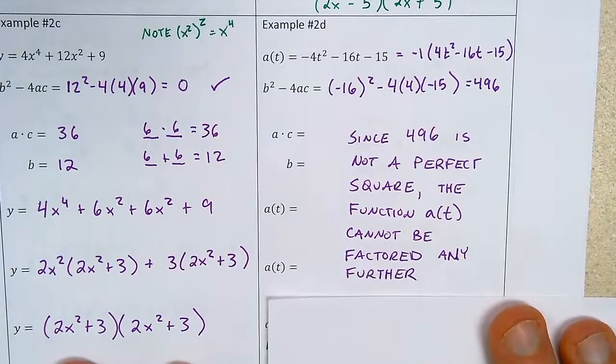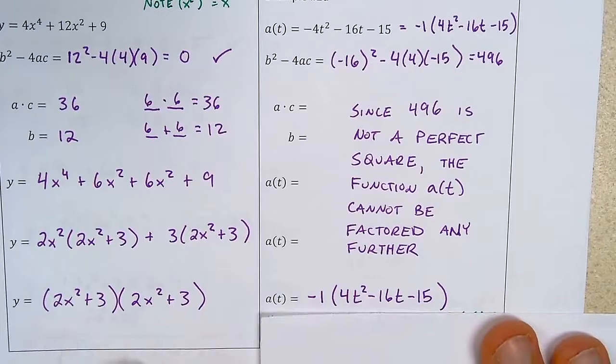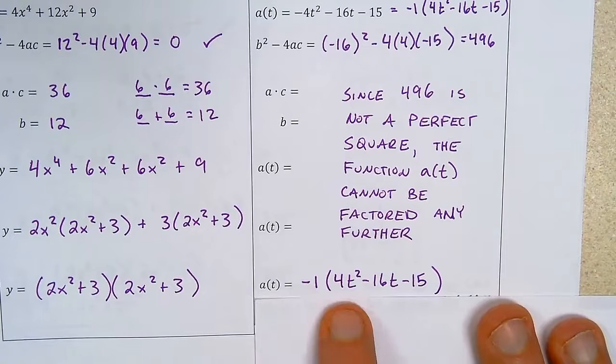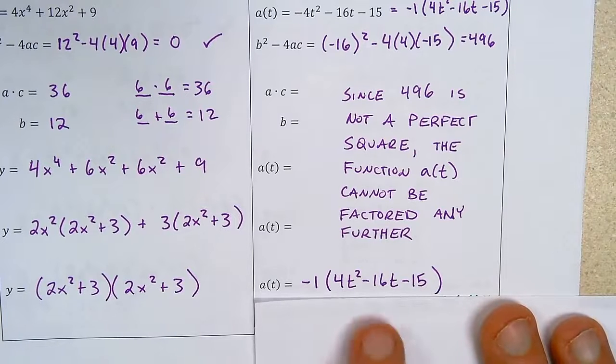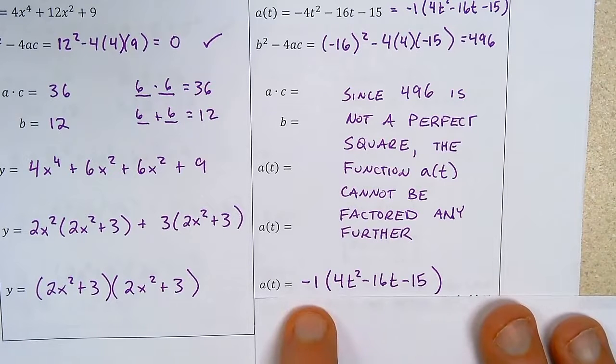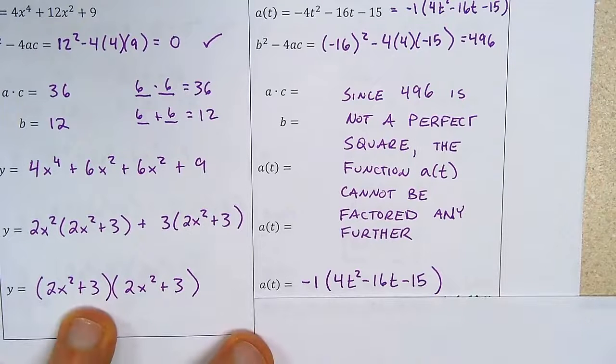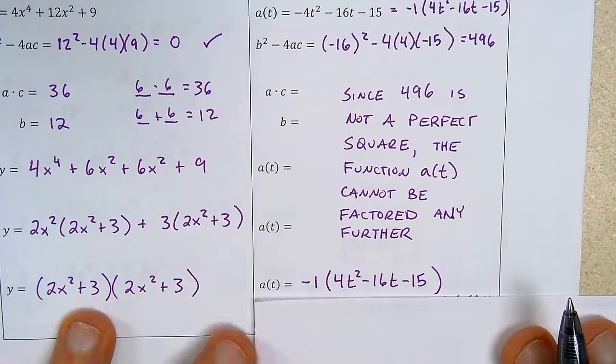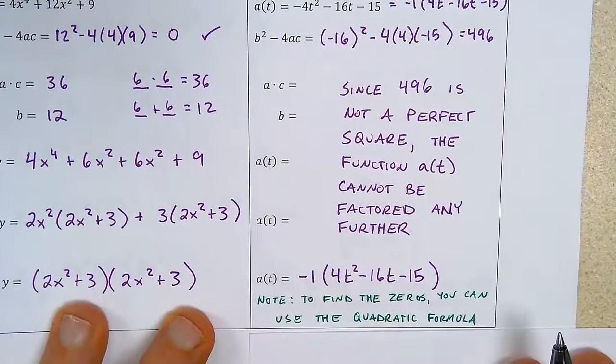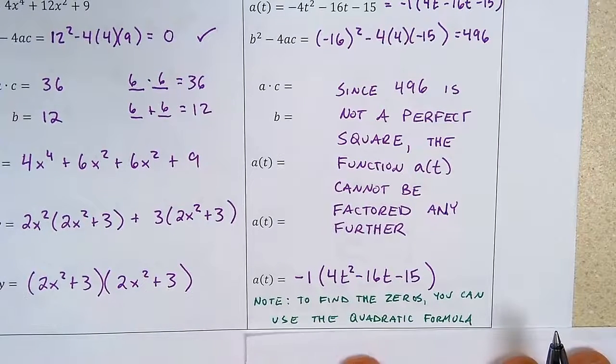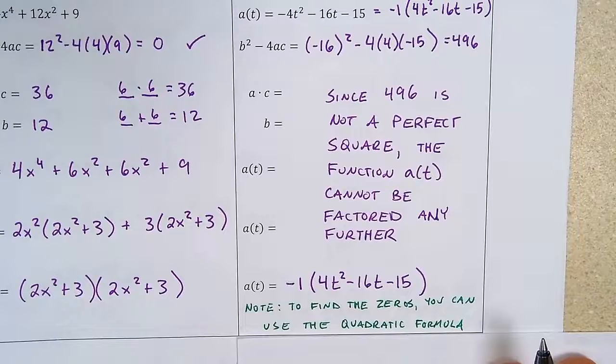So we'll leave it at that, negative 1 times that expression. I don't exactly want to say that it's prime because we can pull a negative 1 to the front. So I like to have my a value as a positive number when I factor my expressions. And like all quadratics, you can also find the zeros of quadratics using the quadratic formula. Because our discriminant's a positive number, we know that there are 2 real roots for this polynomial.